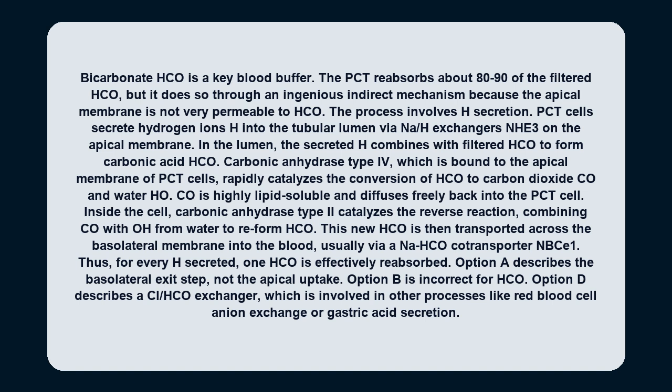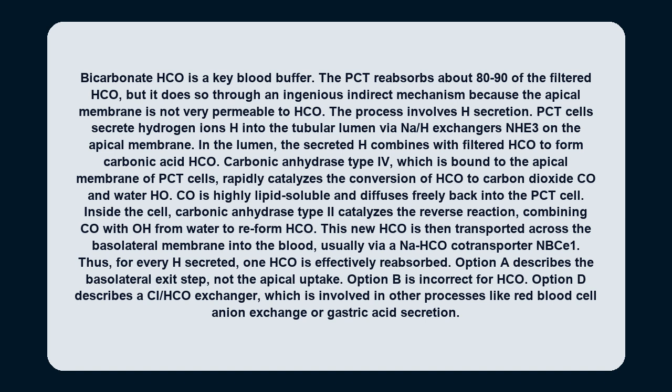Carbonic anhydrase type 4, which is bound to the apical membrane of PCT cells, rapidly catalyzes the conversion of H2CO3 to carbon dioxide (CO2) and water (H2O). CO2 is highly lipid-soluble and diffuses freely back into the PCT cell. Inside the cell, carbonic anhydrase type 2 catalyzes the reverse reaction, combining CO2 with OH- from water to reform HCO3-. This new HCO3- is then transported across the basolateral membrane into the blood, usually via a Na+-HCO3- cotransporter (NBCe1). Thus, for every H+ secreted, one HCO3- is effectively reabsorbed.